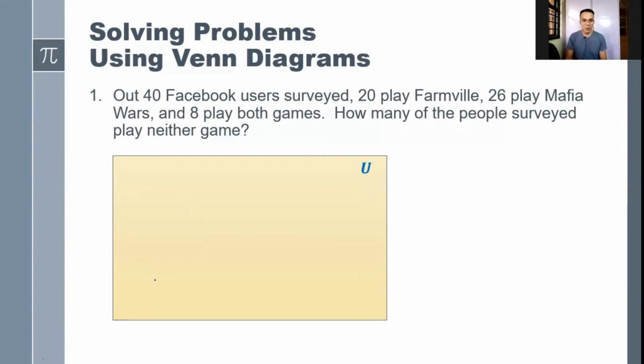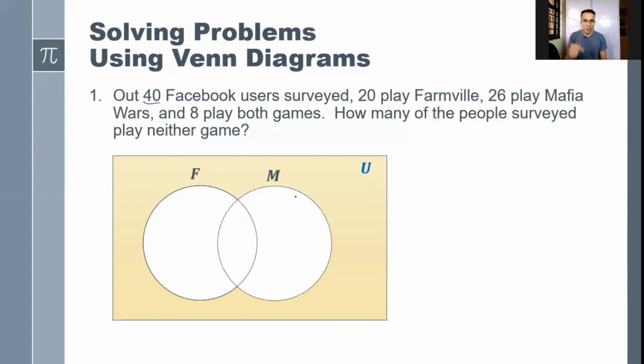So we need this rectangle to represent the universal set, and take note that the universal set has a total of 40, and that is 40 Facebook users. And we only need 2 circles as the subsets because we only have 2 games mentioned in the problem, namely Farmville and Mafia Wars. We let F represent Farmville. We let M represent Mafia Wars.